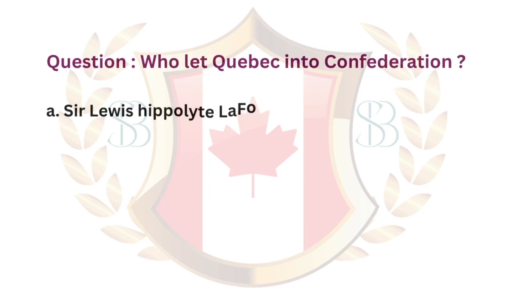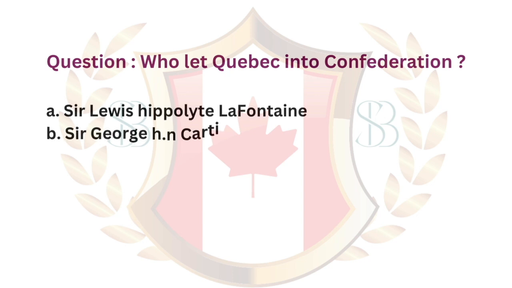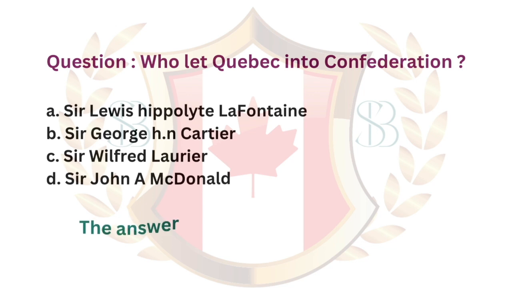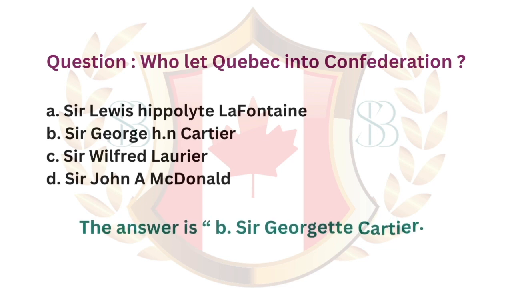Question: Who led Quebec into Confederation? A. Sir Louis Hippolyte Lafontaine. B. Sir George-Étienne Cartier. C. Sir Wilfrid Laurier. D. Sir John A. Macdonald. The answer is B. Sir George-Étienne Cartier.